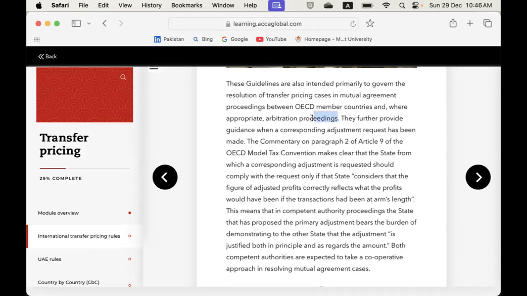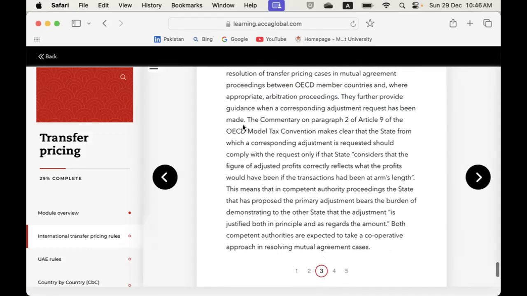So sometimes this can also happen that both authorities could not reach an agreement, and they said, okay, let us resort to arbitration. So arbitration can also happen. They further provide guidance where a corresponding adjustment request has been made. The commentary on paragraph 2 of article 9 of the Model Tax Convention makes clear that the state or the country from which a corresponding adjustment is requested should comply with the request only if the state considers that the figure of adjusted profit correctly reflects what the profits would have been if the transaction had been at arm's length.